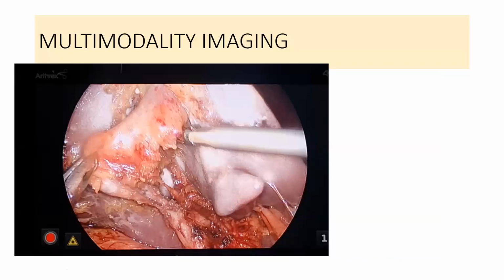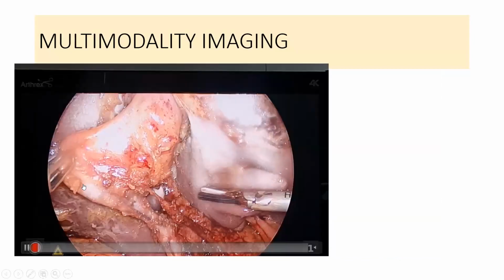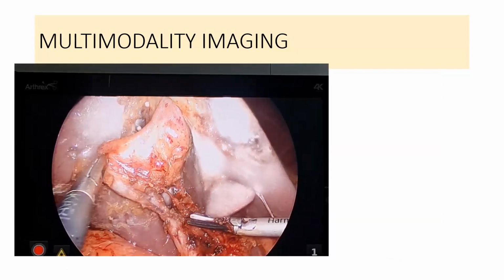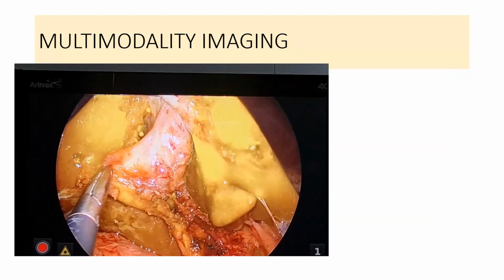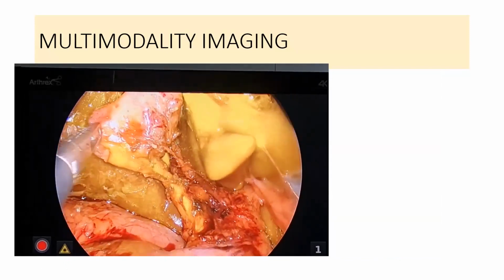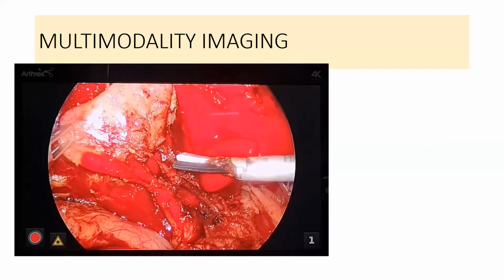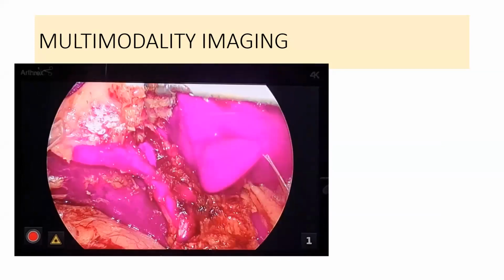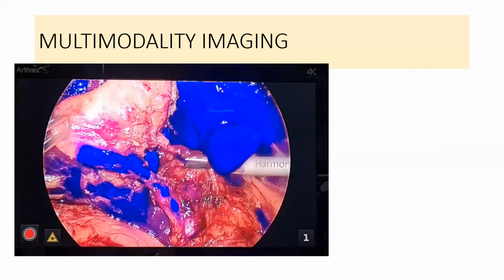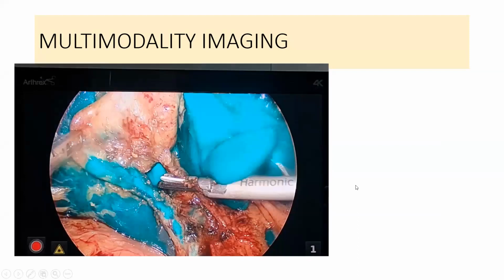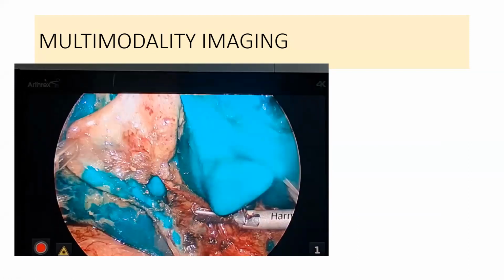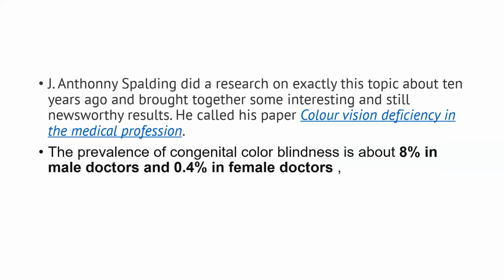There is also multimodality imaging. In different colors, we can see the images. That is because we know that 8% of the population is colorblind to blue and red, so these types of images, the red, yellow, red, then violet, can also be obtained with ICG. Surgeons also come from the general population, so surgeons are also 8% colorblind, particularly to red and green, and therefore this type of modality can be useful. John Anthony Spalding has done a beautiful study and proved that 8% of male doctors and 0.4% of female doctors are colorblind.